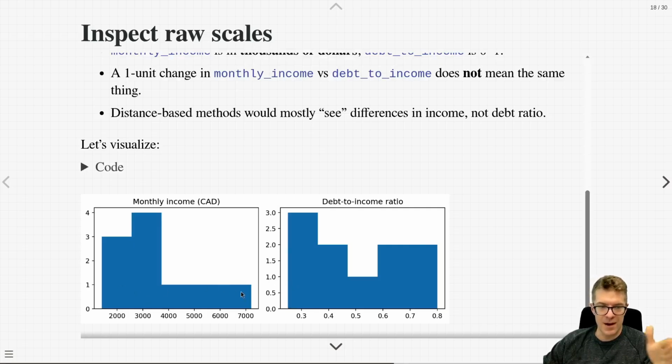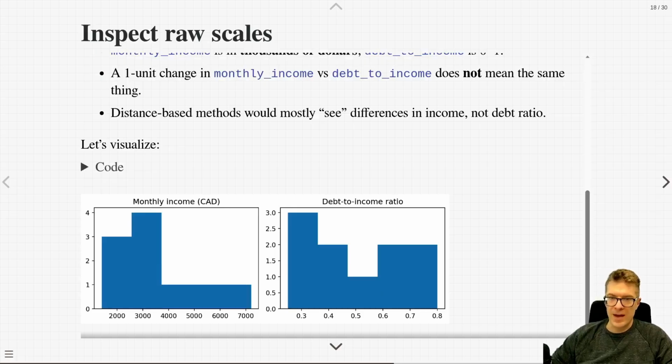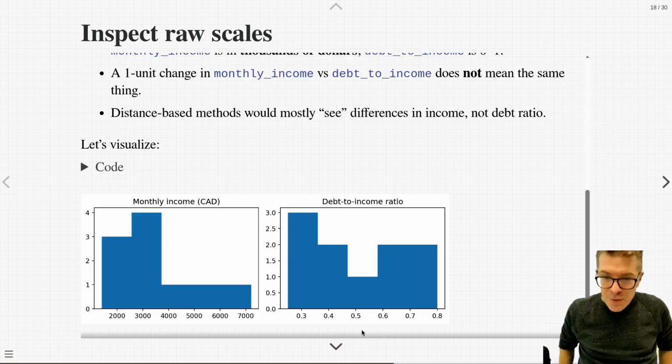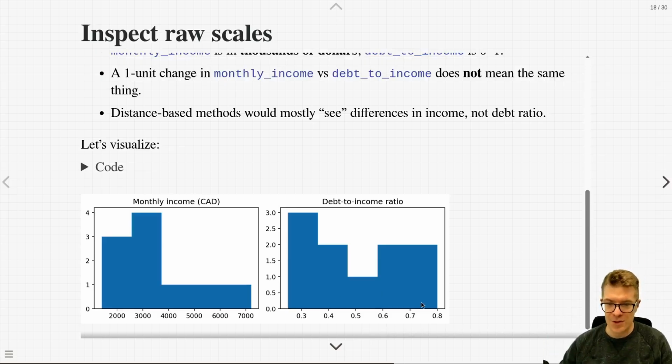But you can see monthly income is sort of tilted towards the left, below 3,000, and here there's kind of this distribution where there's two bumps to it. So far, you can see that the range over here between 0.3 and 0.8 is way smaller than between 2,000 and 7,000. But the distance between the minimum and the maximum maybe ought not be dependent on the units of measurement.